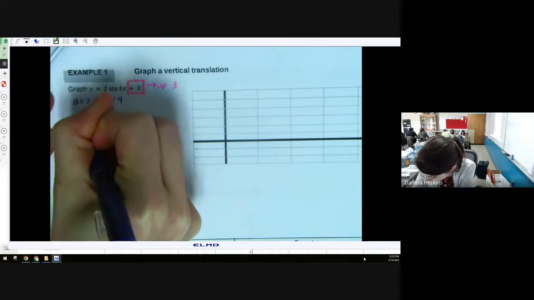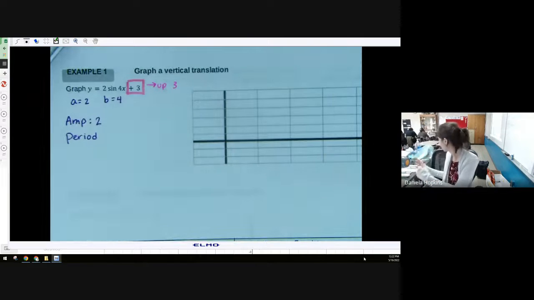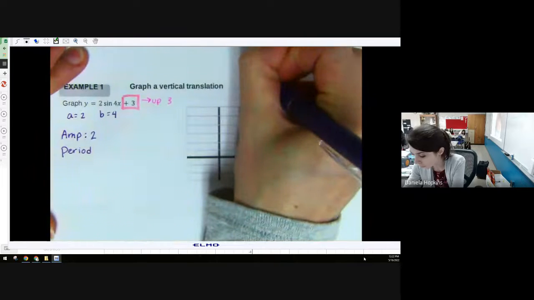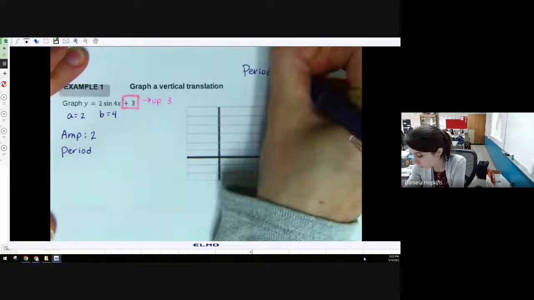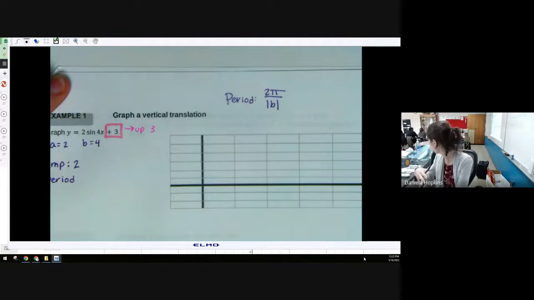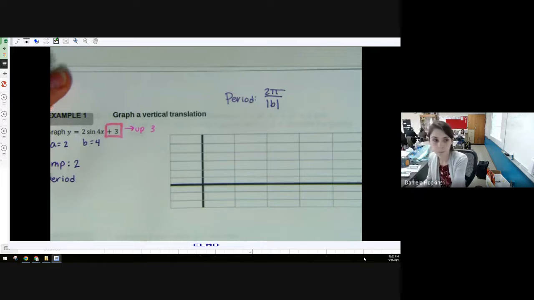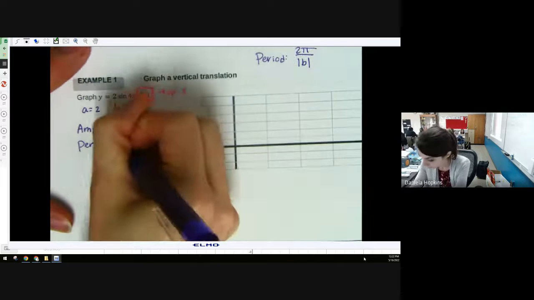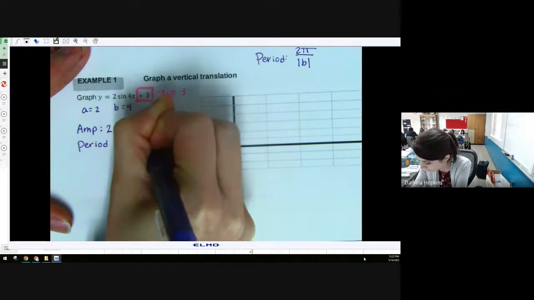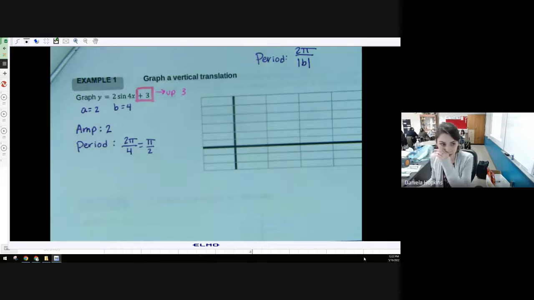Now this is kind of funny. Remember on Friday we were working with tangent, where the period was pi over the absolute value of b. We're back to working with sine and cosine. So remember, in general, your period for sine and cosine is 2 pi over the absolute value of b. Just don't mix those up, because tangent was pi over b. We're back to 2 pi over b. So my period here would be 2 pi over 4, which reduces to pi over 2. If I need to get my intervals for what I count each thing by, I divide that by 4, which would give me pi over 8.